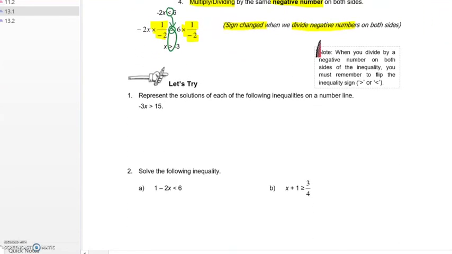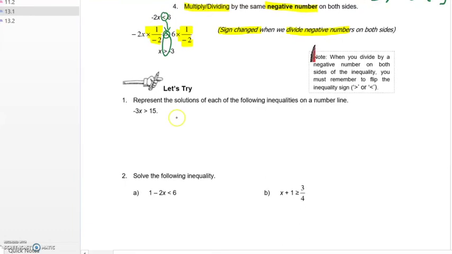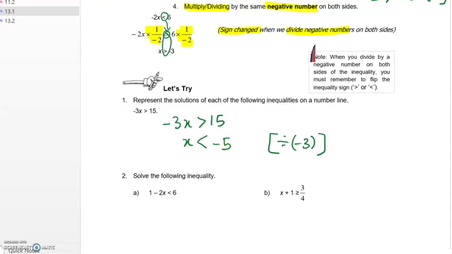So here in question 1, represent the solutions of each of the following inequalities on a number line. So you have negative 3x is more than 15. To get x, we need to divide by -3 on both sides. So let me just write that down at the side here for you to keep track. Okay, so dividing by -3, that means that we need to change the sign, and 15 divided by -3 gives me -5.